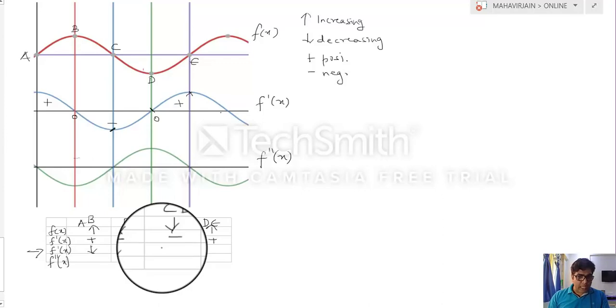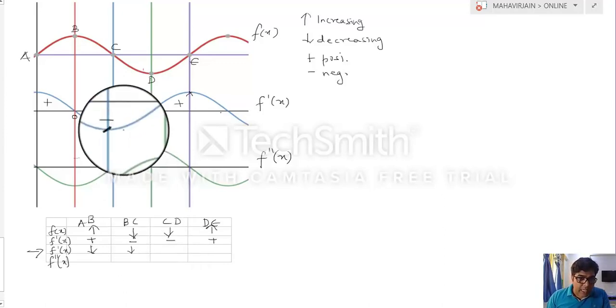From C to D, right? Just check out. From A to B, the derivative was decreasing. From B to C, the derivative is decreasing. From C to D, don't see the curve, see the derivative. The derivative is increasing.